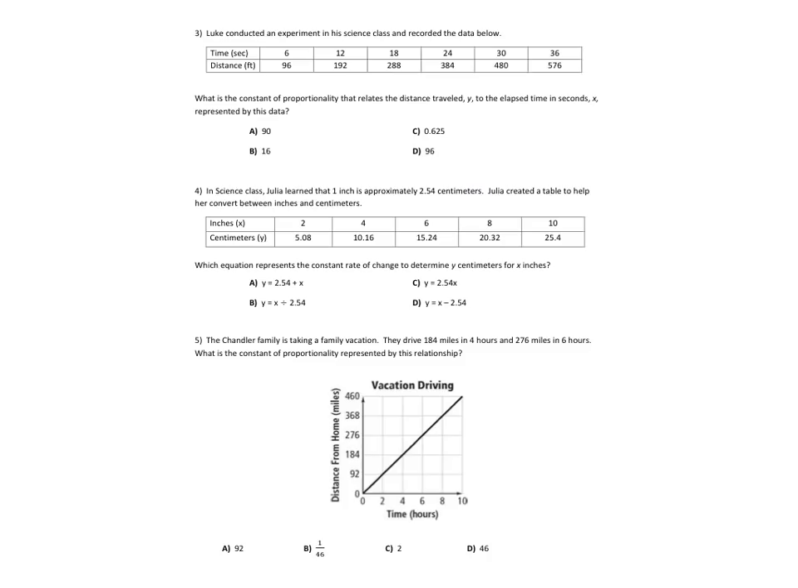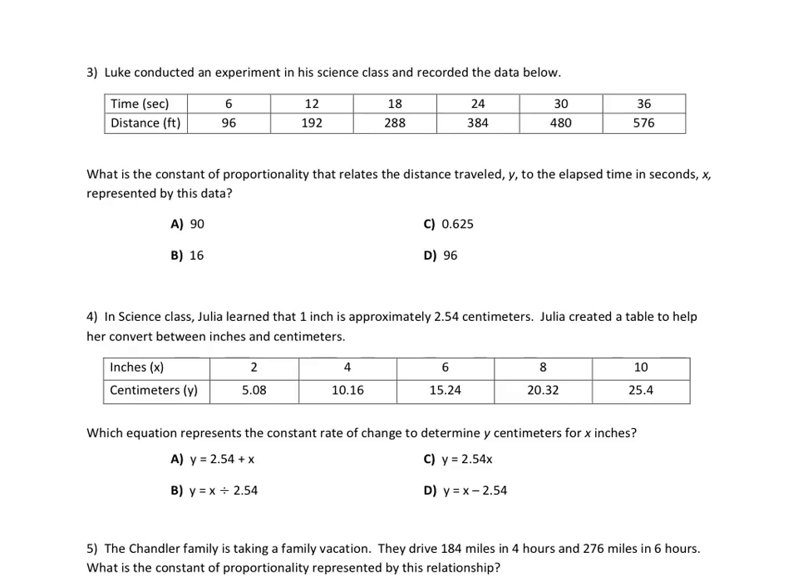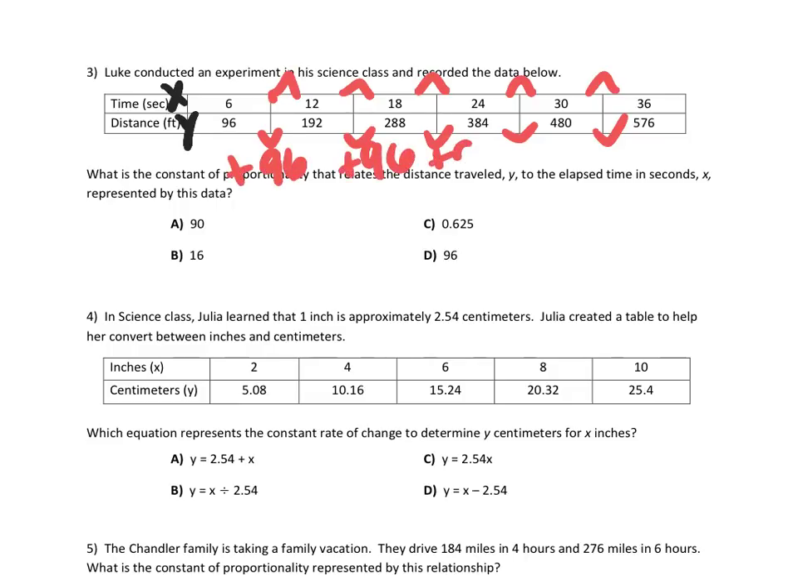Okay, number 3. Luke conducted an experiment in a science class and recorded the data below. What is the constant of proportionality? Guys, look, it's a table. It's a table, yes? X, Y. Start finding the change. Here. And then here. So the change on the bottom is 96. It adds 96 every time, right?